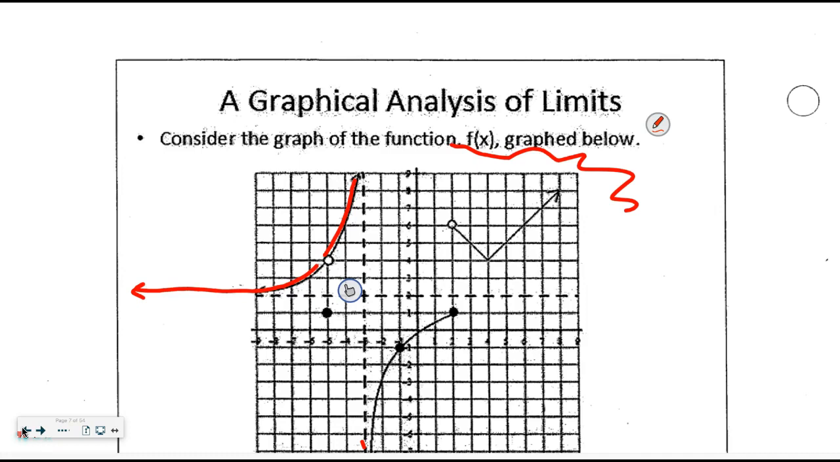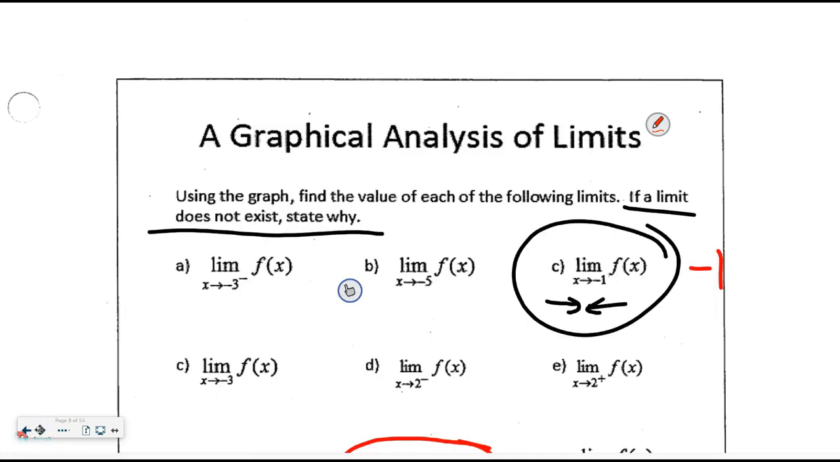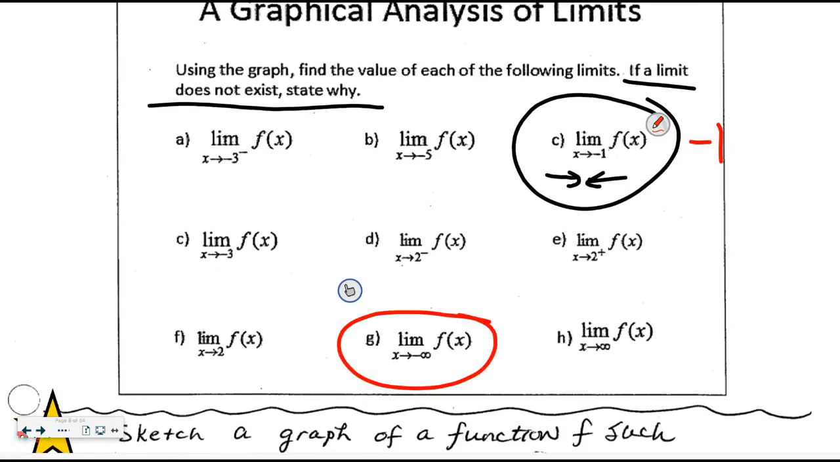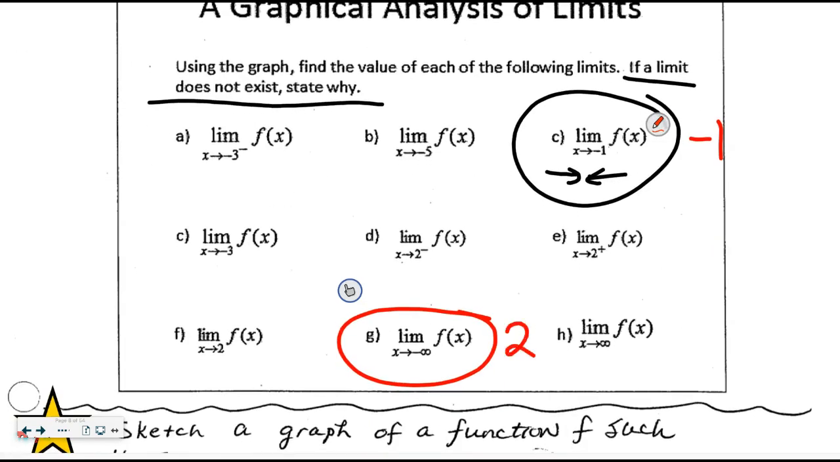So I have a horizontal asymptote. Limits as we approach infinities are horizontal asymptotes of graphs. It's going to be important later. For now, you just need to hop on the graph and say, oh, I'm at 2.